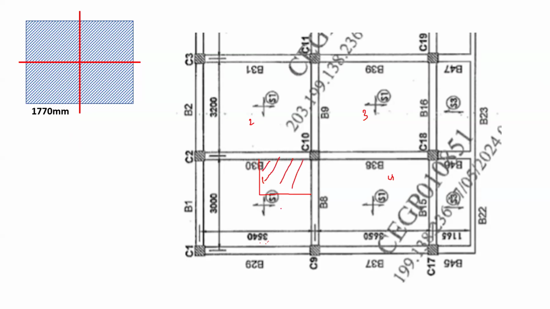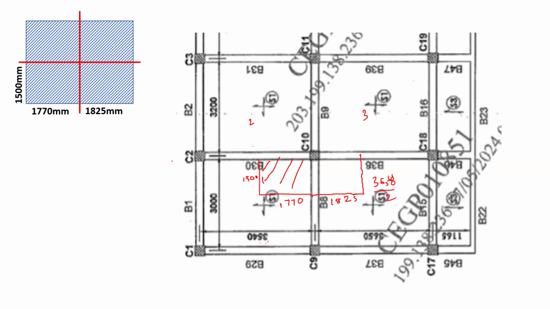So we have this value 1770. Then we have this value 3000, so this value comes to 1500. Then we have taken this value, 1825, for the second. All these values are till the center, and we have this value 3650 divided by 2, which gives 1825.